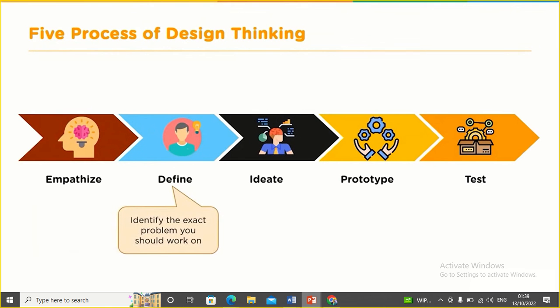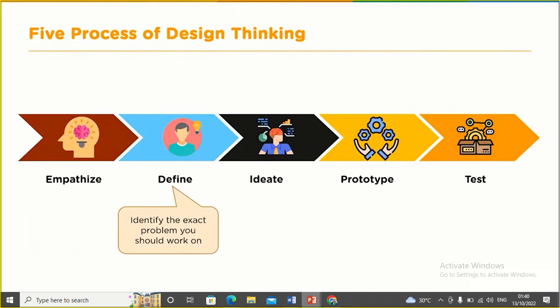In the second step, design thinking professionals can identify the exact problem on which they have to work. And generally design thinking professionals never work standalone as a single person. Before proposing any solution, they always work as a team, they collaborate, and they propose many alternative solutions by performing several brainstorming sessions.